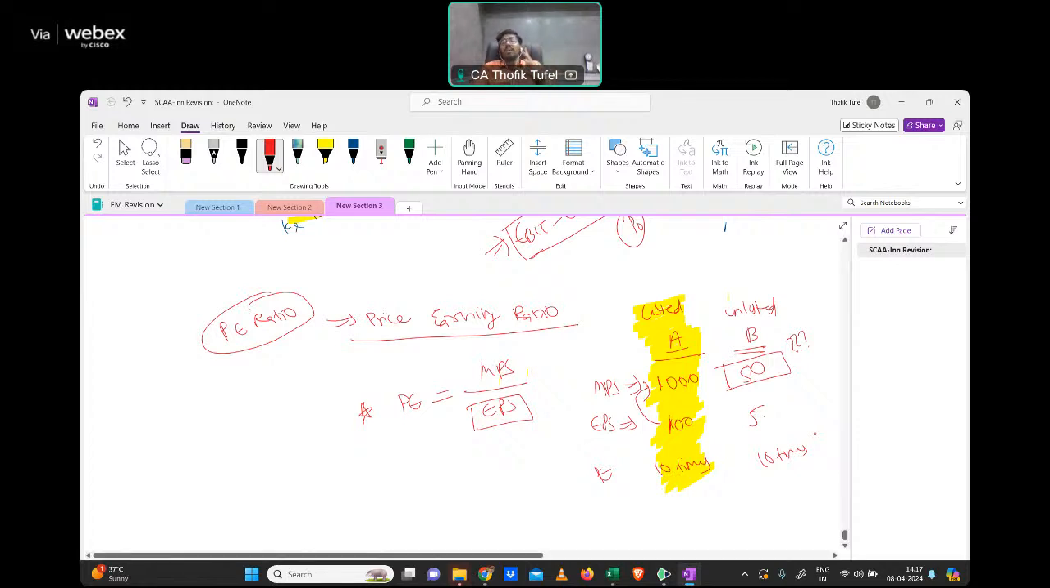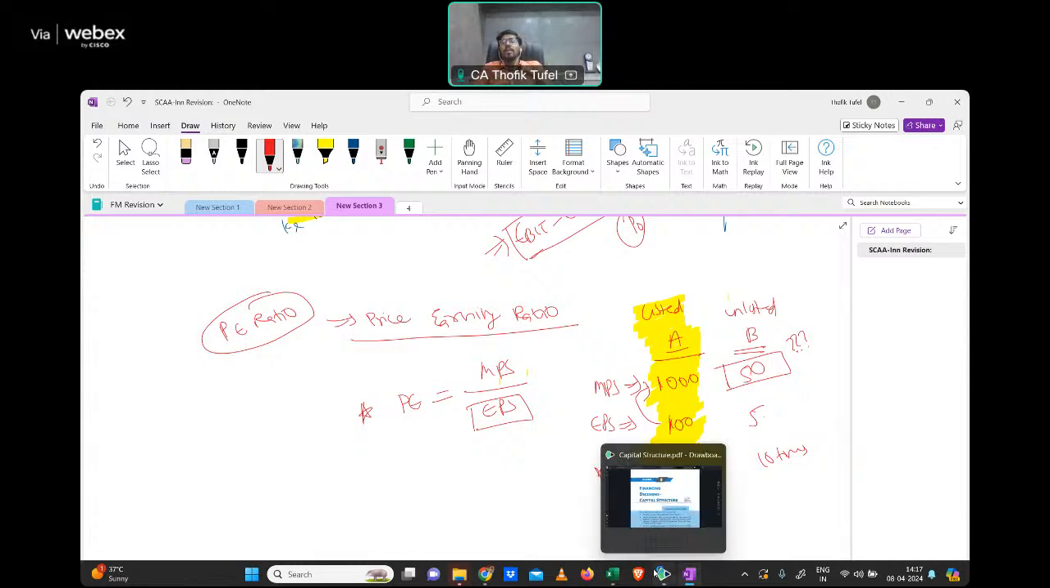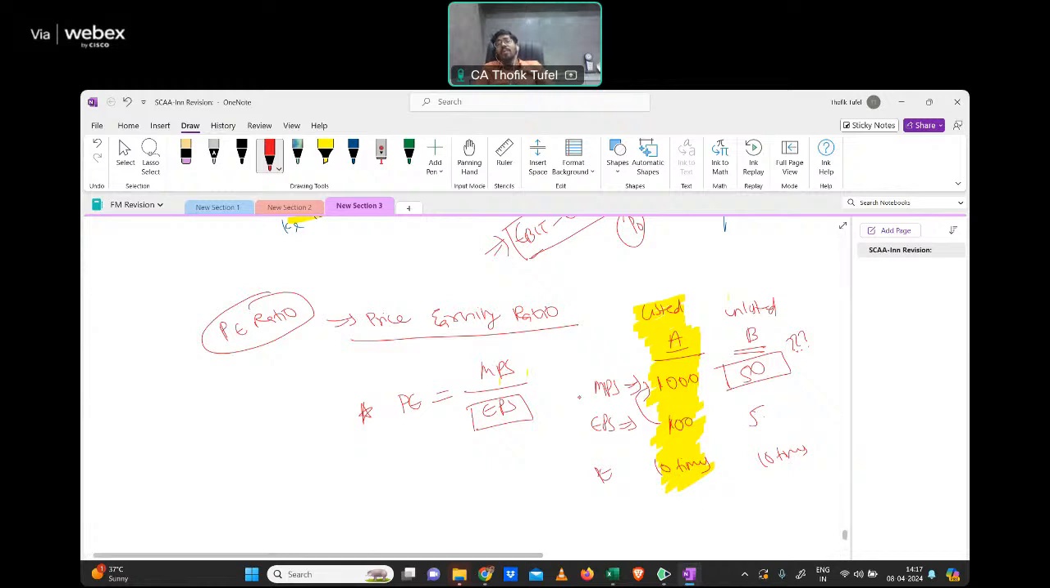So now I think you understood what the P/E ratio is. That is the reason I say P/E ratio is equal to MPS divided by EPS. P/E ratio means how many times of the earnings investors are ready to pay as the market value per share. So how the shareholder is valuing the share is on the basis of the number of times of earnings. Okay, sir, so from EPS I can derive the MPS. Yes, from EPS you can arrive at the MPS.